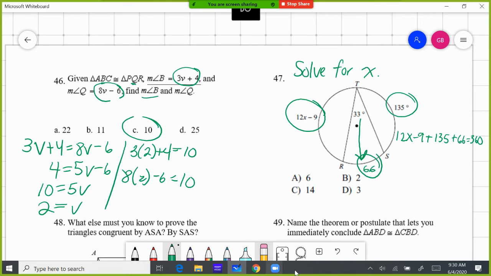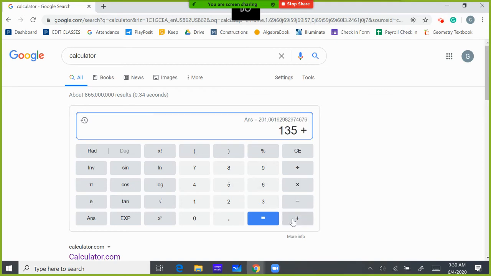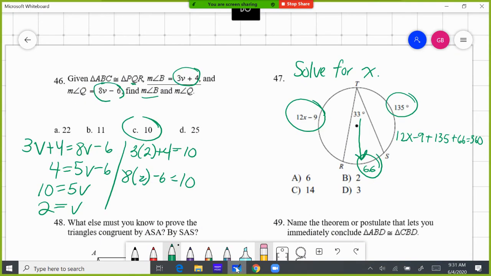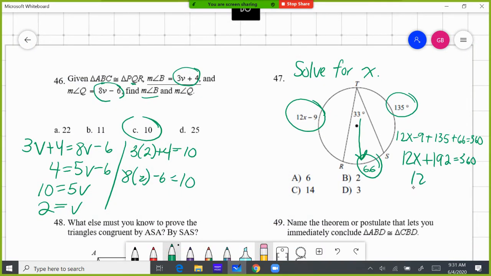So let's see. 135 plus 66 minus 9 is 192. So 12x plus 192 is 360. And then 360 minus 192 is 168. And if you divide that by 12, you get 14.